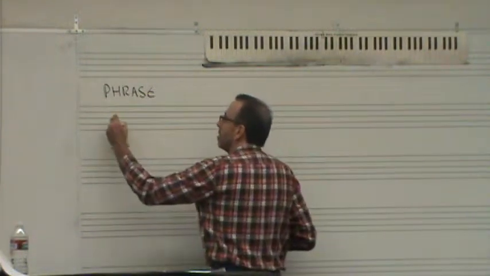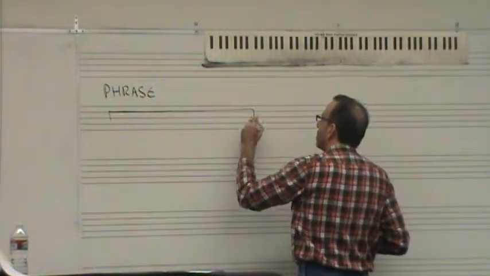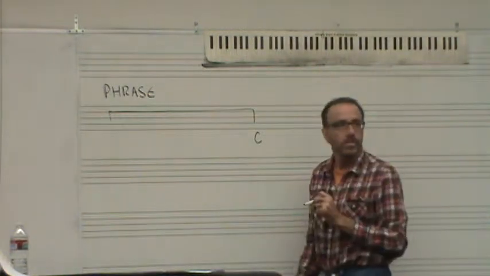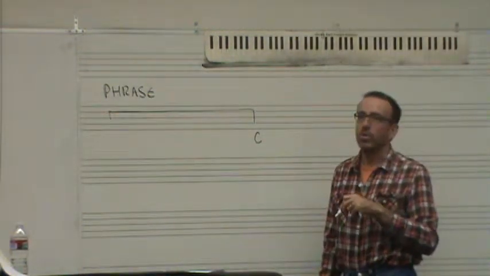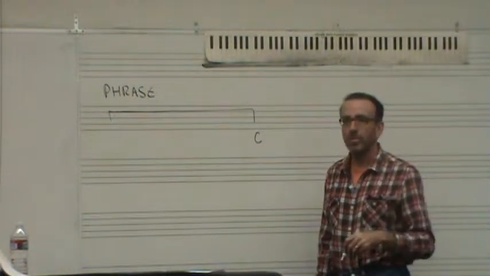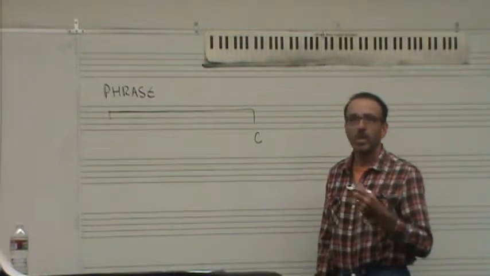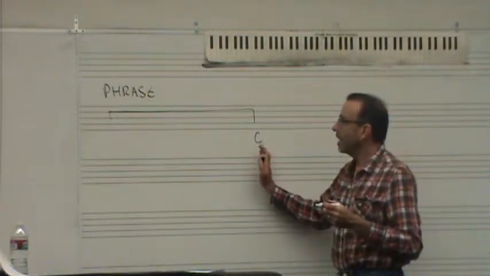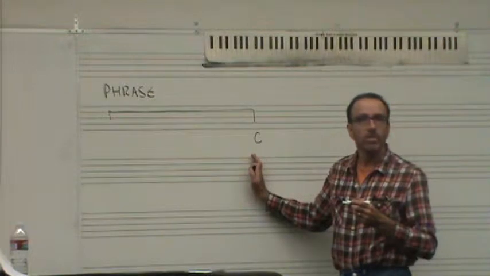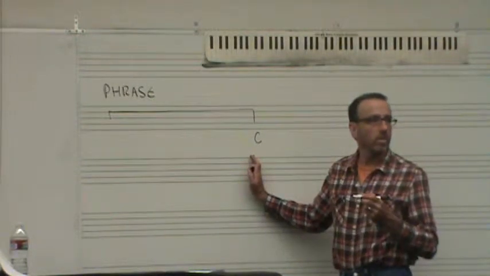And so a phrase in music would be some sort of thing that ends with some sort of cadence. Okay? It could be a perfect authentic, it could be an imperfect authentic, it could be anything, but you're going to end with a cadence here at the end of a phrase. That's what marks the end of a phrase, is a cadence.